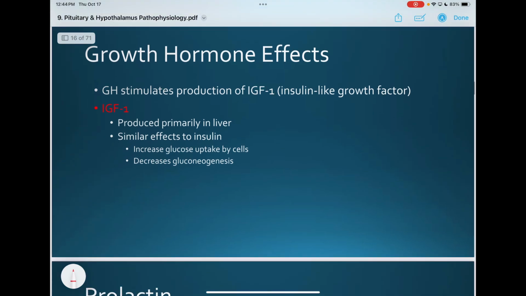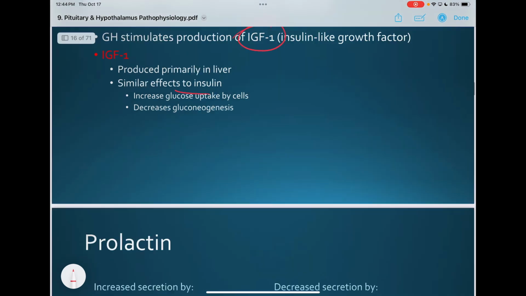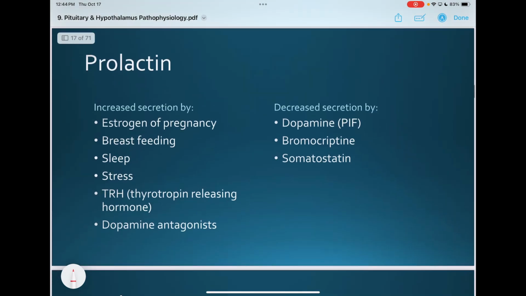Now, the important thing with growth hormone: it stimulates IGF-1, that insulin-like growth factor. This is the real thing that growth hormone is going to do. It releases insulin-like growth factor, and this IGF-1 is the one that causes a lot of the growth. Similar effects to insulin, but growth hormone causes IGF-1 to be released, which causes the growth to occur without the negative side effects of the insulin.